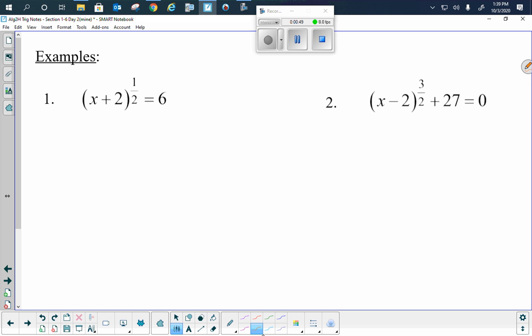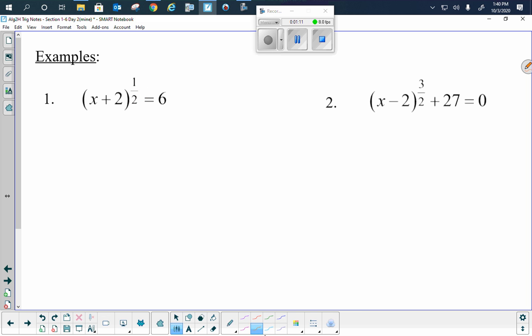All right, so if it's to the 1/2 power, I need to raise this to the reciprocal power. If I raise this to the 2/1 power, those would cancel, right? Because power to power you multiply, and now the x plus 2 would be to the first. So that's why we say raise it to the reciprocal power.